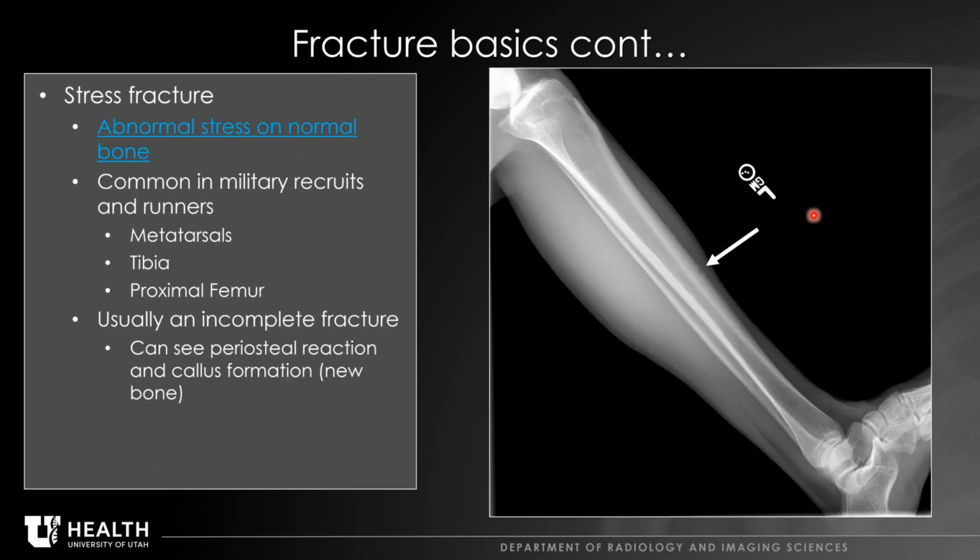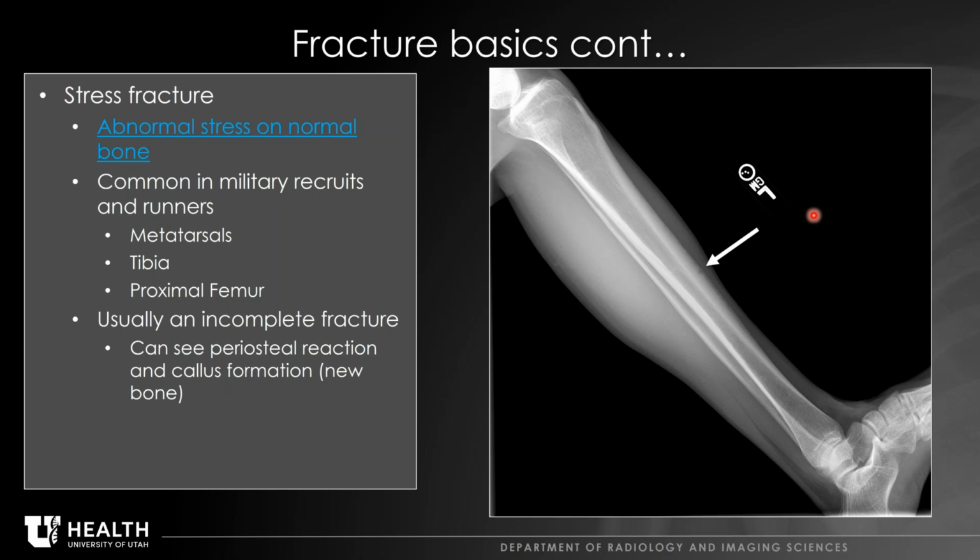Here, the next fracture that we're going to talk about is a stress fracture. So this is an abnormal stress on a normal bone. Stress fractures are increased stress on normal bone. So these people have healthy bone. It's common in military recruits and runners. We see them in the metatarsals, in the tibia, in medial tibial stress syndrome, and then in the proximal femur in the femoral necks. And this is usually an incomplete fracture, though they can progress to being a complete fracture.